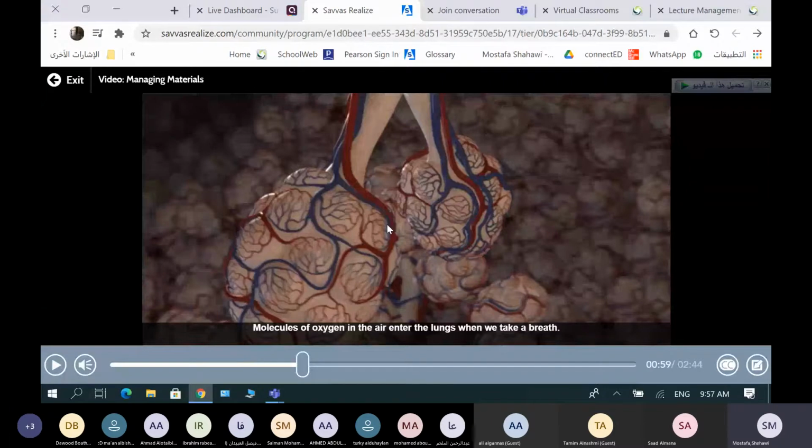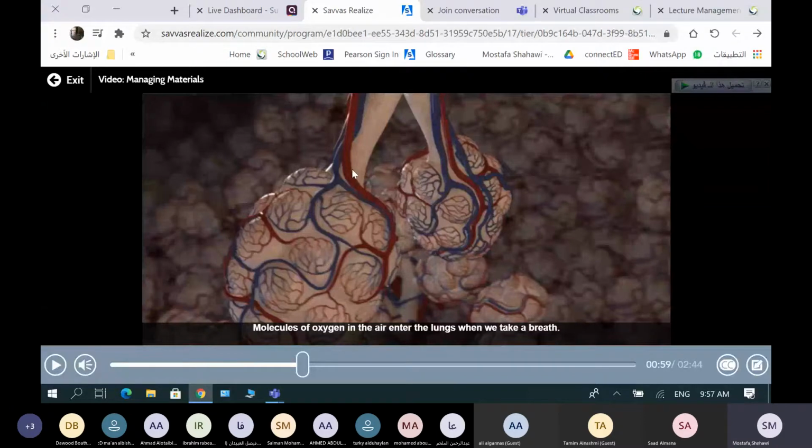An alveolus is a sac surrounded by blood vessels or capillaries, and air enters here from the lungs, and the exchange of gases takes place between blood and air inside the alveoli. Okay, guys? So this is where the gas exchange occurs.